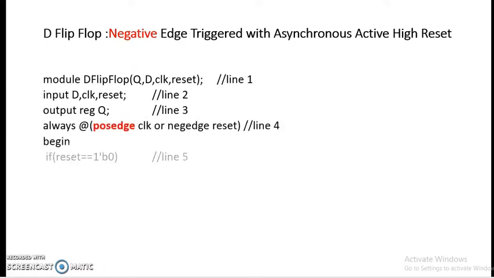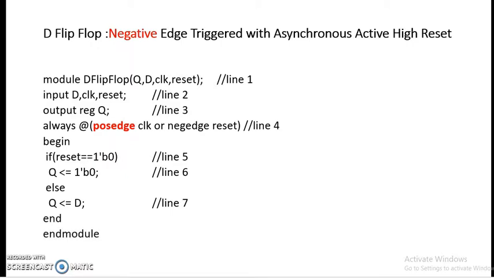So now let us look at the solution for the negative edge triggered with the asynchronous active high reset. Let us look at what changes you will have to make. Now this is the same code which we wrote for the positive edge triggered with the asynchronous active low reset. The first change which you have to make over here is this. You'll replace posedge with negedge. If you do that, then this becomes your negative edge triggered.